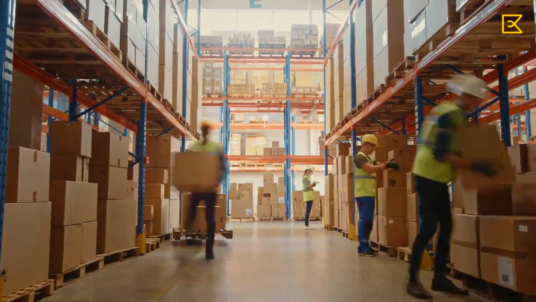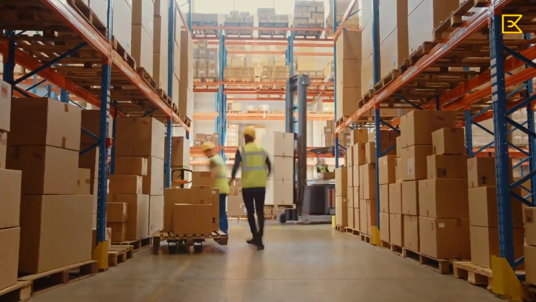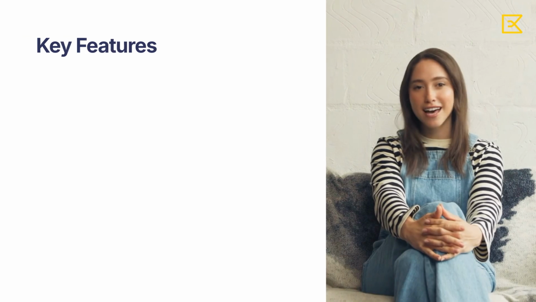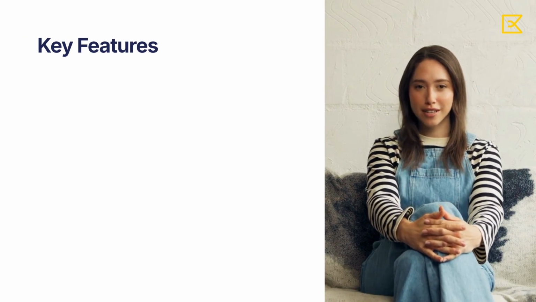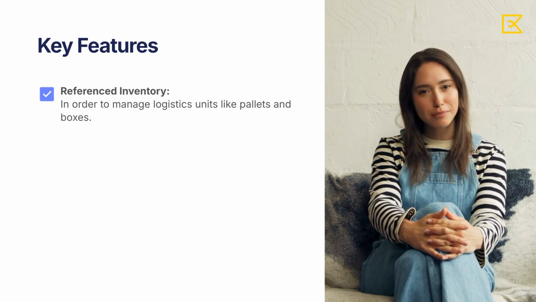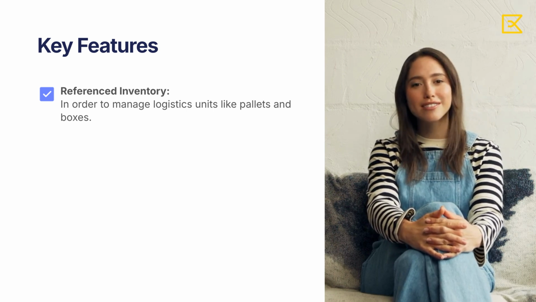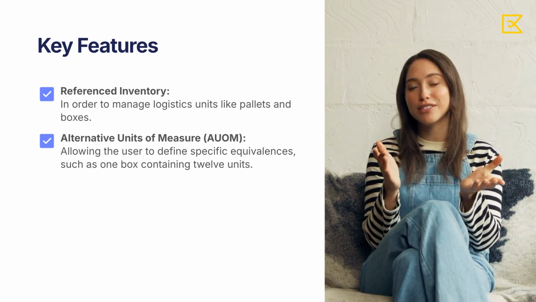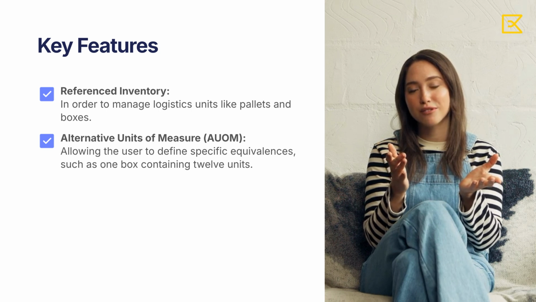This window centralizes multiple orders into one operation to improve control and flexibility in the warehouse. A key feature of this functionality is receiving goods compatible with referenced inventory, which manages logistics units such as pallets and boxes. These units are linked to alternative units of measure, allowing the user to define specific equivalences, such as one box containing 12 units.